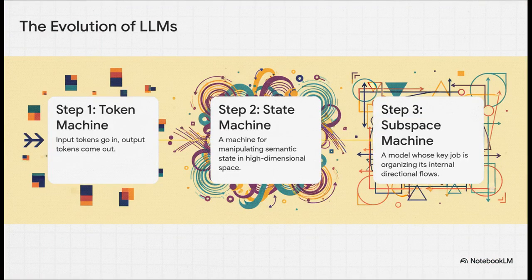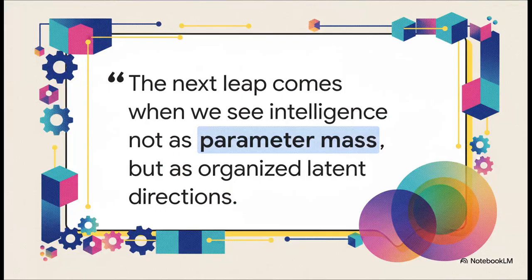You can really see the journey of how we think about these things right here. We started by seeing LLMs as simple token machines. You put tokens in, you get tokens out. Then we got a bit more sophisticated and saw them as semantic state machines, manipulating meaning in this vast space. The next big leap is to see them as subspace machines, where success is all about how well they organize their internal information flows.